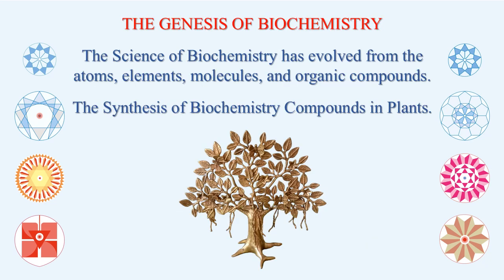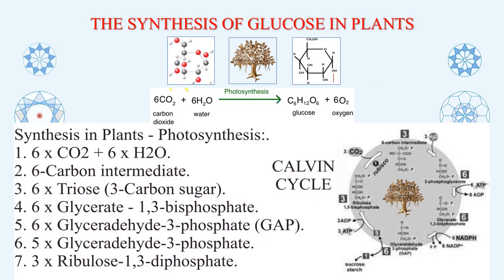The genesis of biochemistry: the science of biochemistry has evolved from atoms, elements, molecules, and organic compounds. The synthesis of biochemistry compounds in plants, let's discuss. The first product which nature produced was carbohydrate, followed by lipids, then followed by proteins. So let's say carbohydrate, the first most useful carbohydrate for life is glucose.